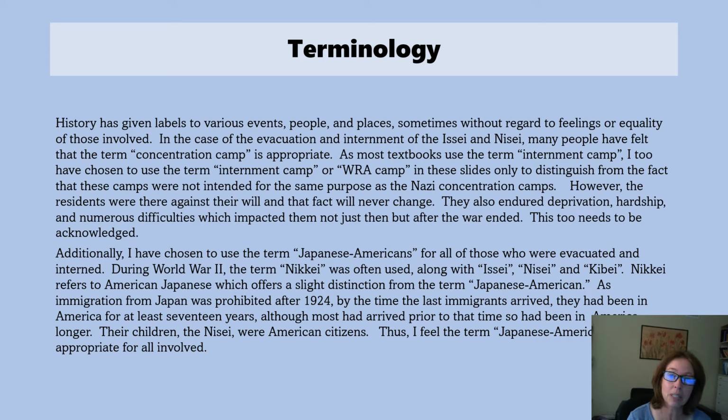Issei were the Japanese immigrants who were not able to become naturalized American citizens. Nisei were their American-born children with American citizenship. And Kibei were Nisei children who were often sent back to Japan for a period of schooling and then returned to the United States.